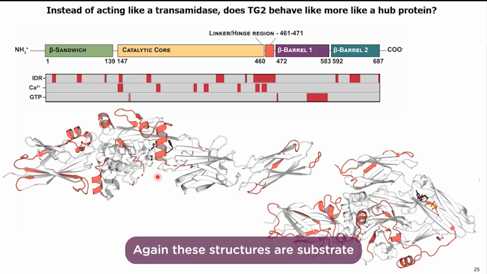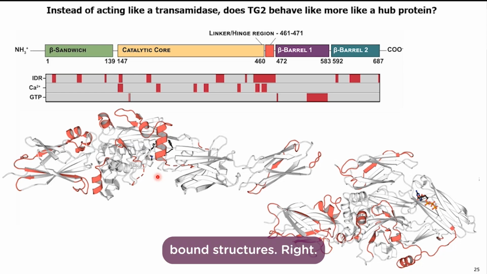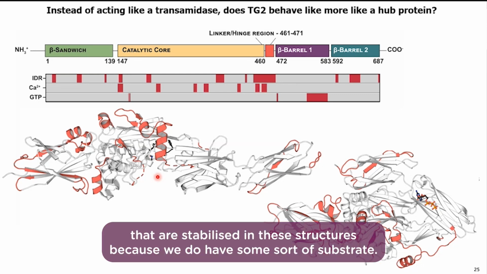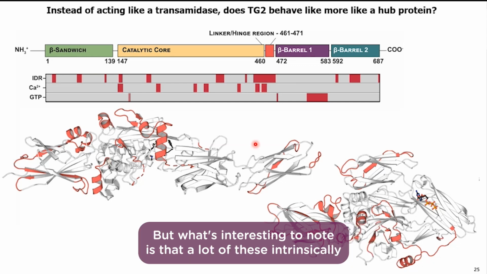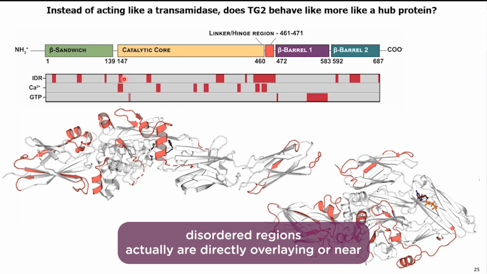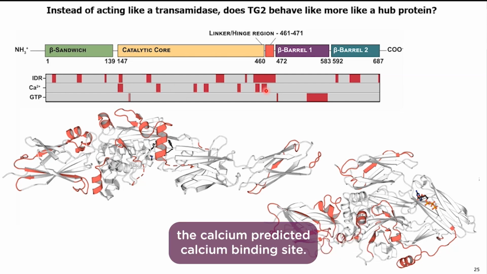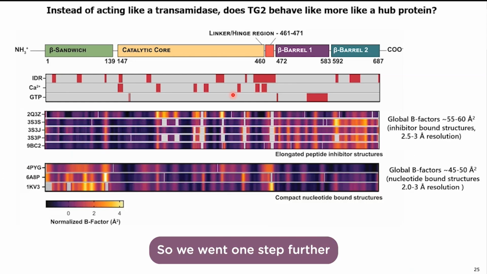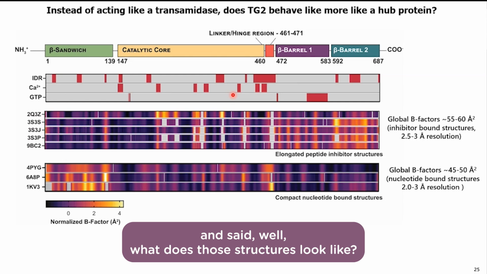Again, these structures are substrate bound structures, right? So yes, you will probably see intrinsically disordered regions that are stabilized in these structures because we do have some sort of substrate bound. What's interesting to note is that a lot of these intrinsically disordered regions actually are directly overlaying or near the predicted calcium binding sites. So we went one step further and said, well, what do those structures look like, right?